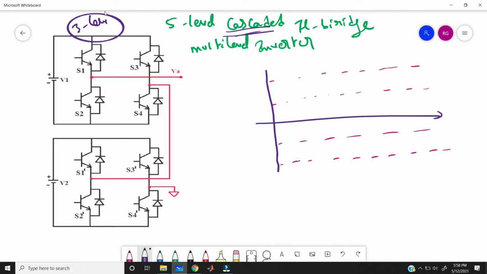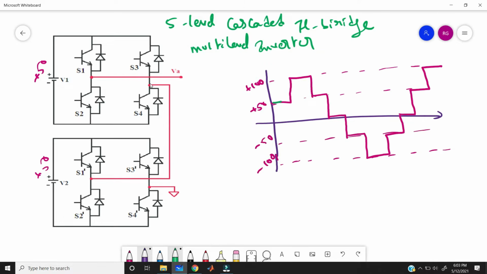First we need to see the 5 level inverter, right? So here in the 5 level inverter, we need to get the 4 levels, right? For example, if you take 50 volts as this one, here we are getting plus 50 volts when you turn on S1 and S4, okay? And we are getting positive 100 volts when we turn on S1, S4 again, S1 dash and S4 dash, and again you get positive 50 when you turn on S1 dash and S4 dash only, okay?